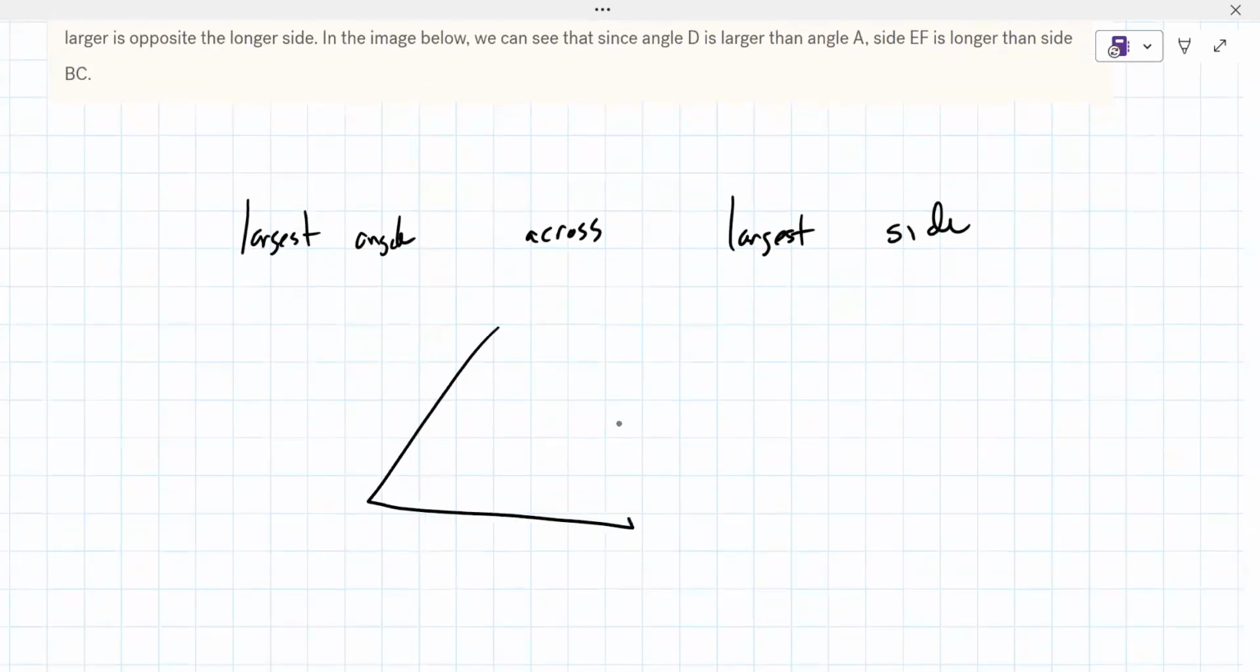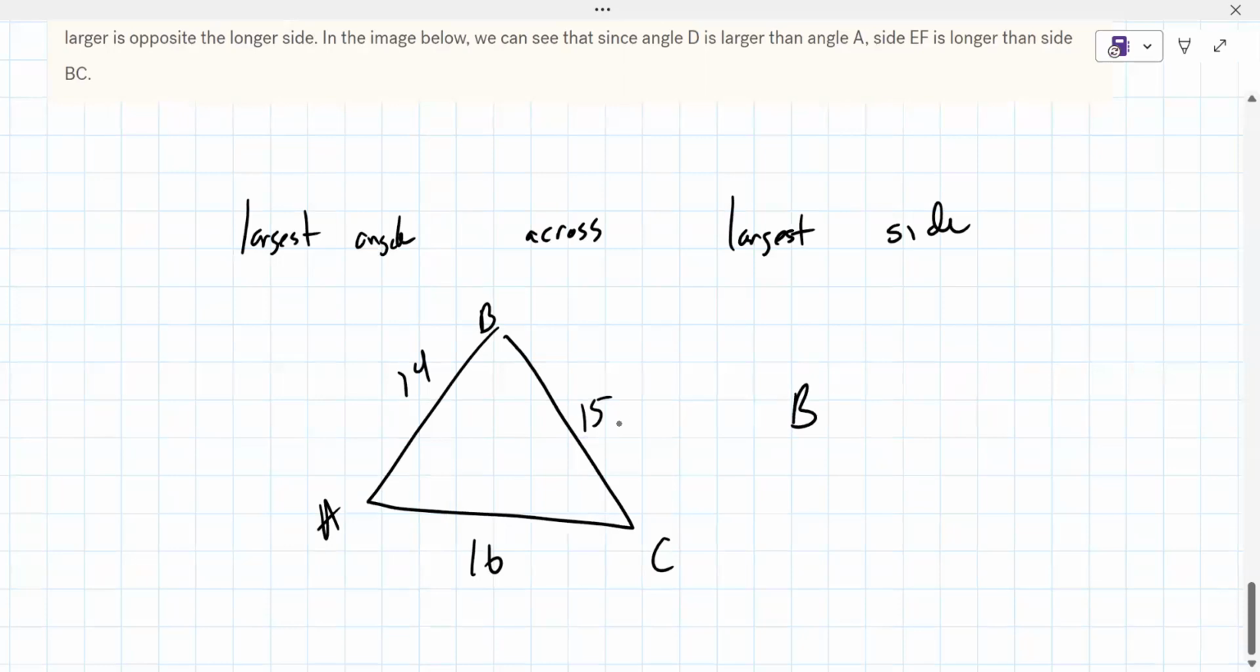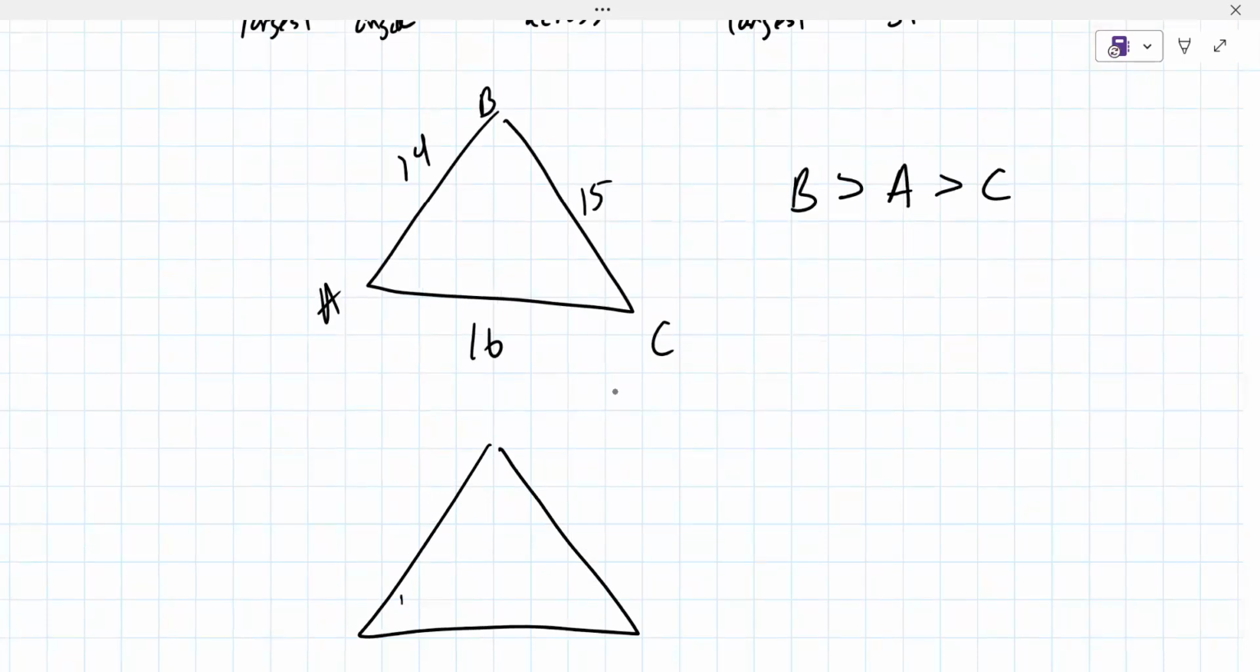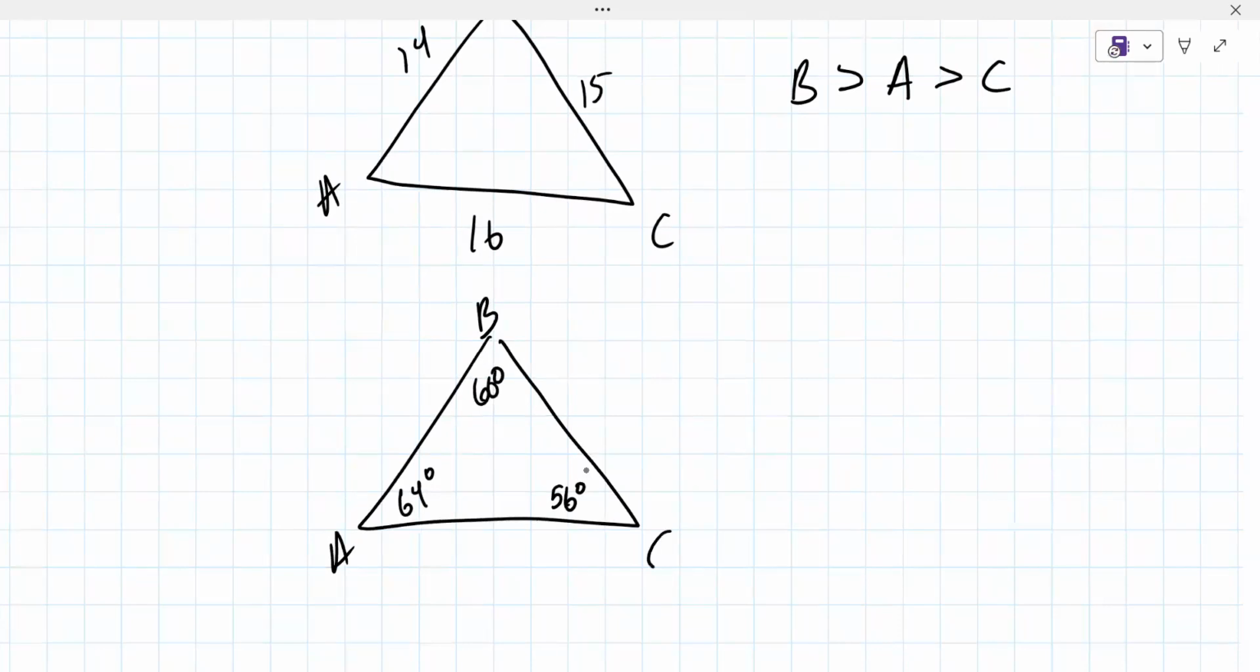So if I give you a triangle and I tell you the sides are 14, 15, and 16, and the vertices are A, B, and C, you're supposed to say, oh, angle B is greater than angle A, which is greater than angle C. And similarly, if I give you angle measures, say 64 degrees, 60 degrees, and 56 degrees, and again A, B, and C, the biggest side is BC, the next biggest side is AC, and the next is AB, because the largest angle is across from the largest side, and the smallest angle is across from the smallest side. So that is apparently the hinge theorem.